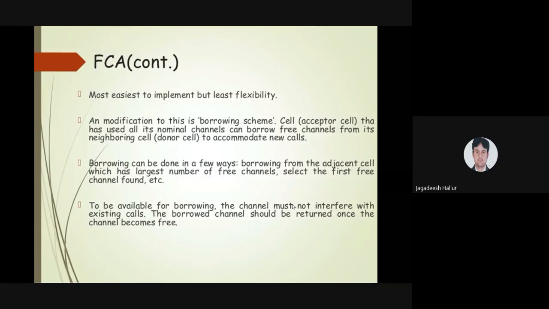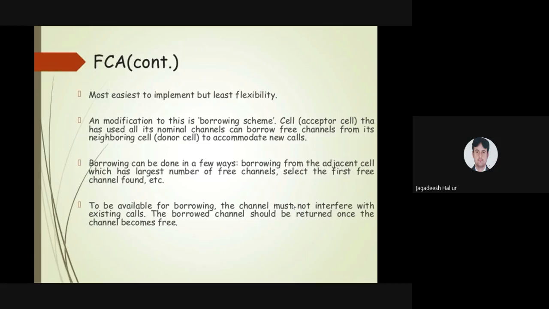Another process is there, that is the borrowing scheme. Borrowing means that you take a channel from the other cell. Once the calling process is over, that channel has to be returned back to that particular cell. That process is called the borrowing process.